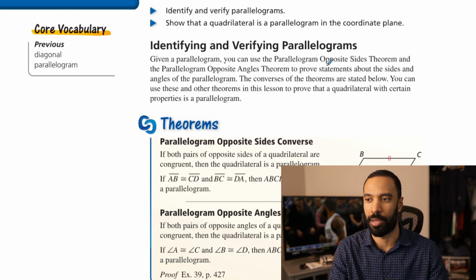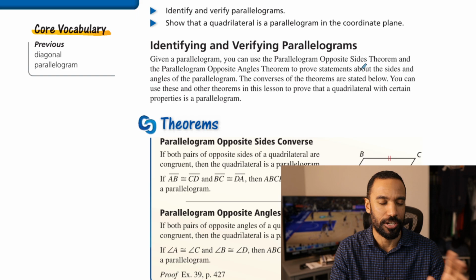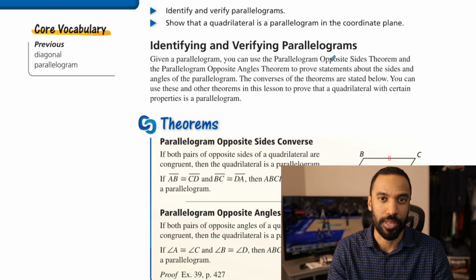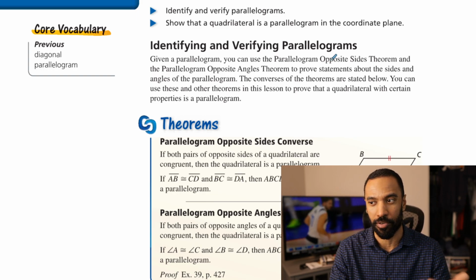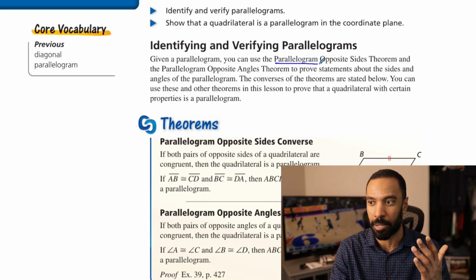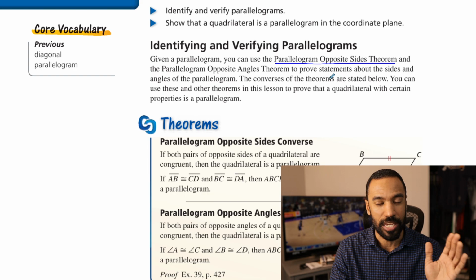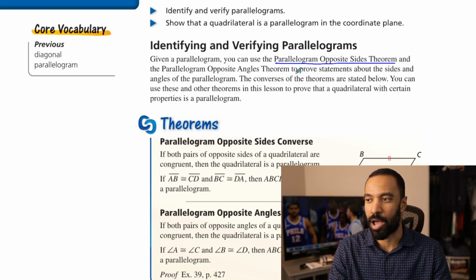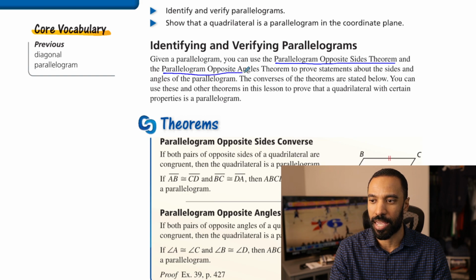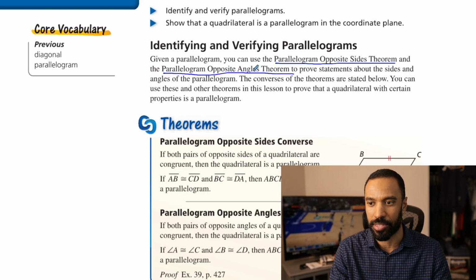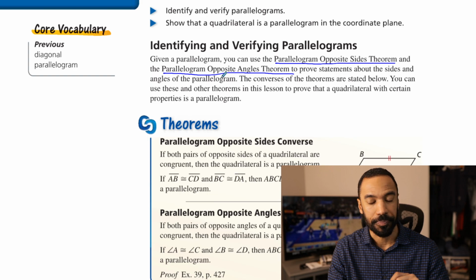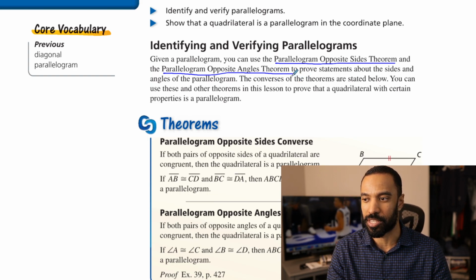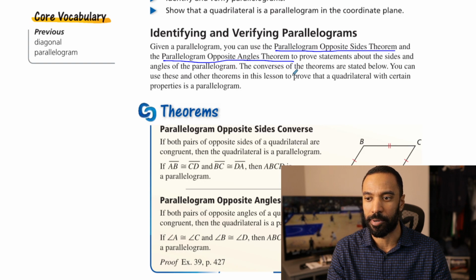Given a parallelogram, you can use the parallelogram opposite sides theorem and the parallelogram opposite angles theorem to prove statements about the sides and angles of the parallelogram. By the way, it's best that you know the stuff in 7.2 or that you've seen my stuff in 7.2 before we move on here, because they're already bringing up a theorem from 7.2. The converses of them are stated below. You can use these and other theorems in this lesson to prove a quadrilateral with certain properties is a parallelogram.